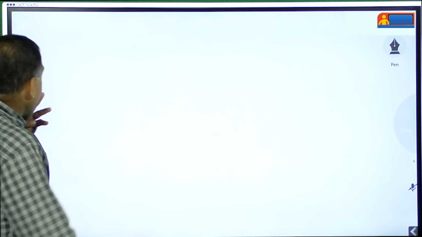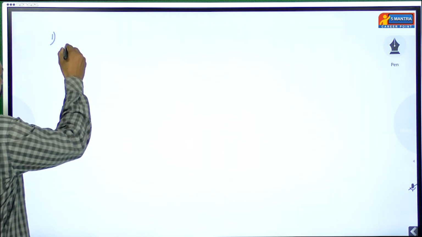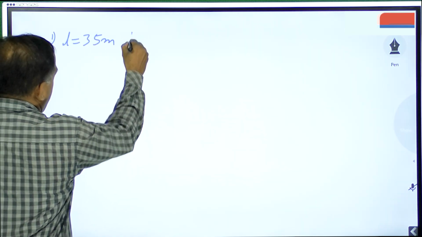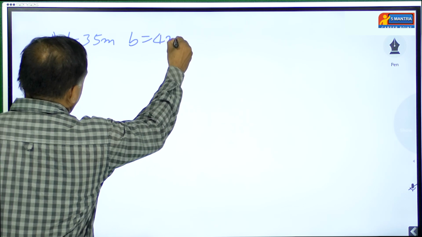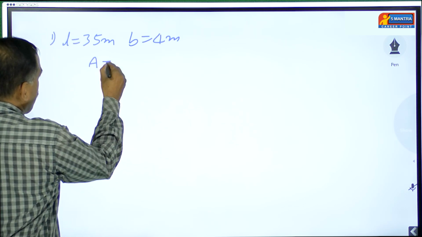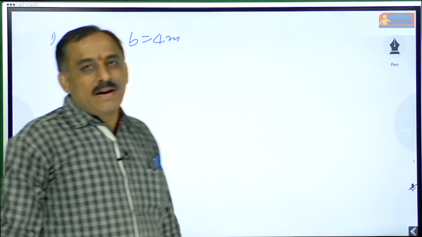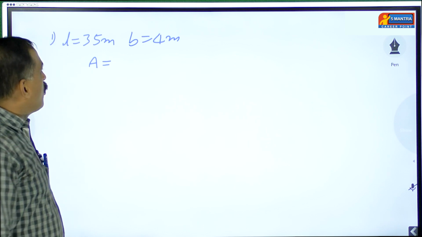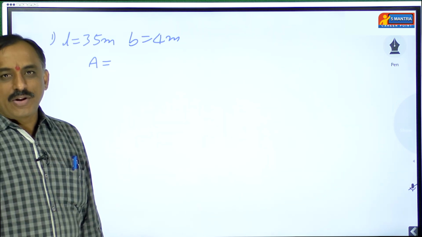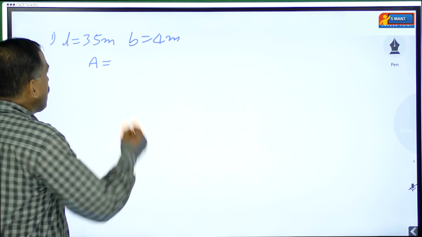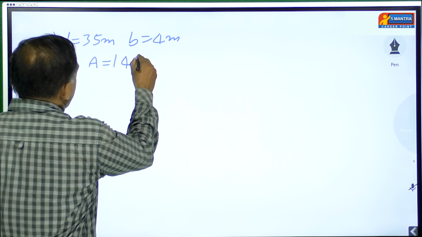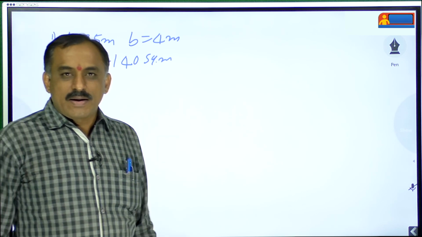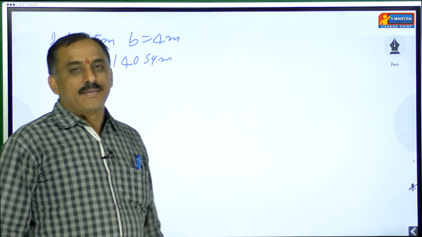Tell me the answer. First one: the length of a rectangle is 35 meter and its breadth is 4 meter. What is the area? The area of the rectangle is L into B. So now 35 into 4. What is 35 into 4? 140. 140 square meter. Only 140 is not the right answer; 140 square meter is the right answer.